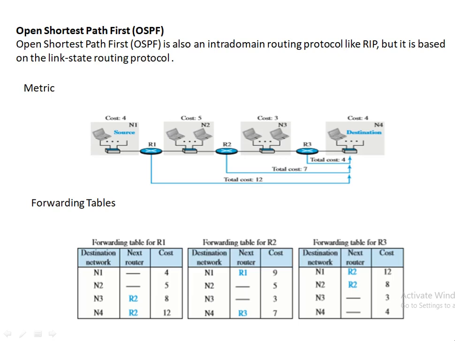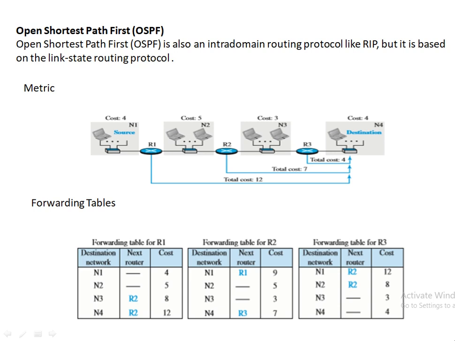The next routing protocol is OSPF, that is Open Shortest Path First. This OSPF is also an intra-domain protocol like RIP, but it uses the link state algorithm rather than the distance vector algorithm. Now, as we saw in the previous one, hop count was the metric. So let us see what is the metric in this one.